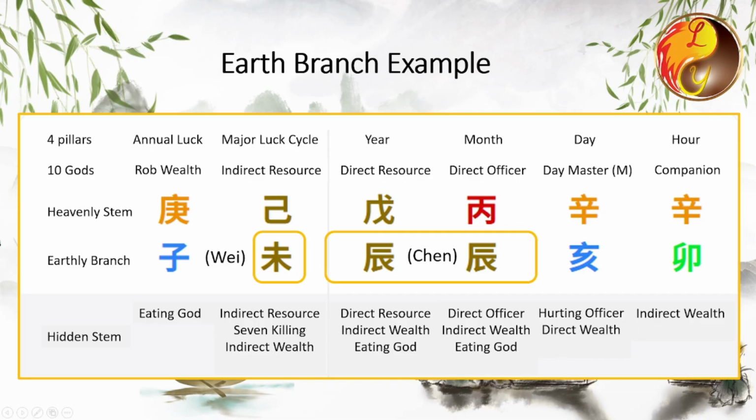Another point, some people may not have Chen, Xu, Chou, or Wei in their natal earthly branches, but you should then look at their luck pillars and annual luck. For example, let's say this person has Chen in his chart. This indicates that his mother's family has religious beliefs.